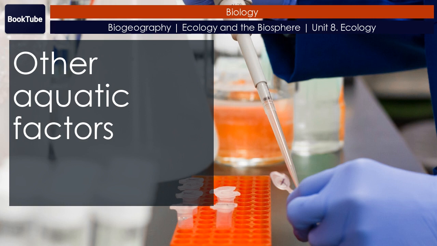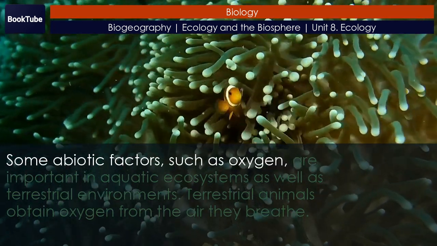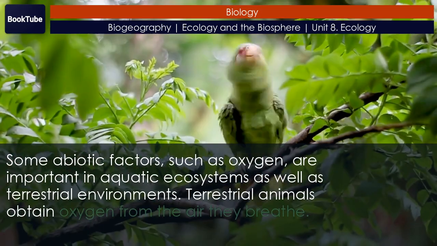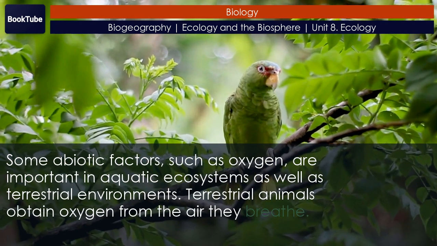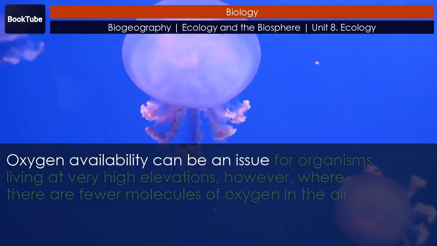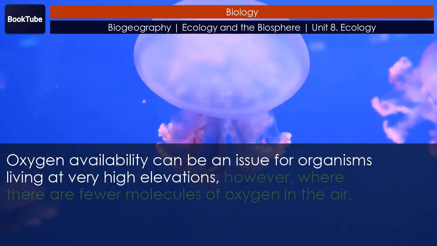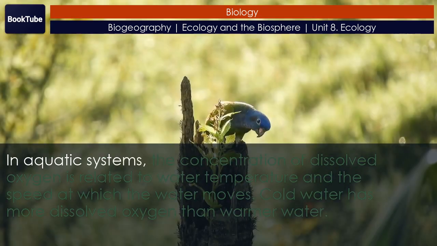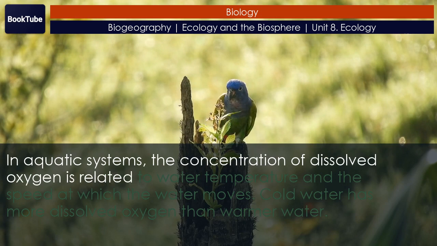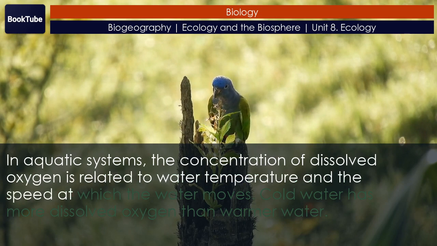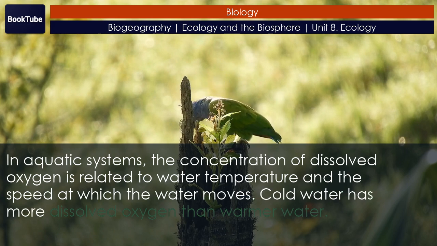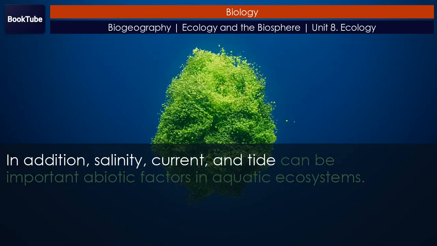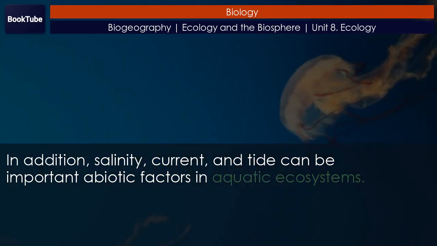Other aquatic factors. Some abiotic factors, such as oxygen, are important in aquatic ecosystems as well as terrestrial environments. Terrestrial animals obtain oxygen from the air they breathe. Oxygen availability can be an issue for organisms living at very high elevations, where there are fewer molecules of oxygen in the air. In aquatic systems, the concentration of dissolved oxygen is related to water temperature and the speed at which the water moves. Cold water has more dissolved oxygen than warmer water. In addition, salinity, current, and tide can be important abiotic factors in aquatic ecosystems.